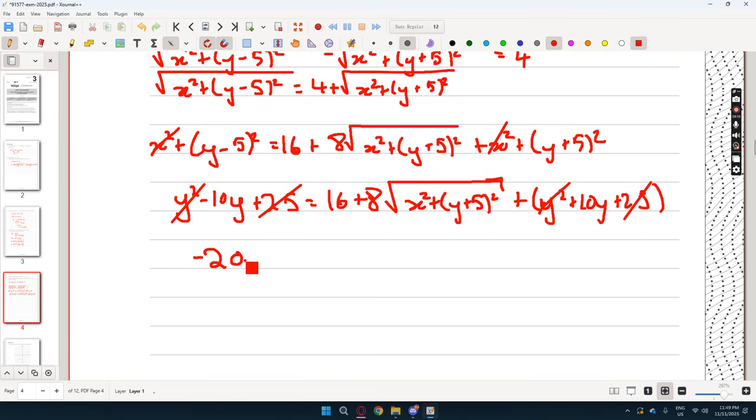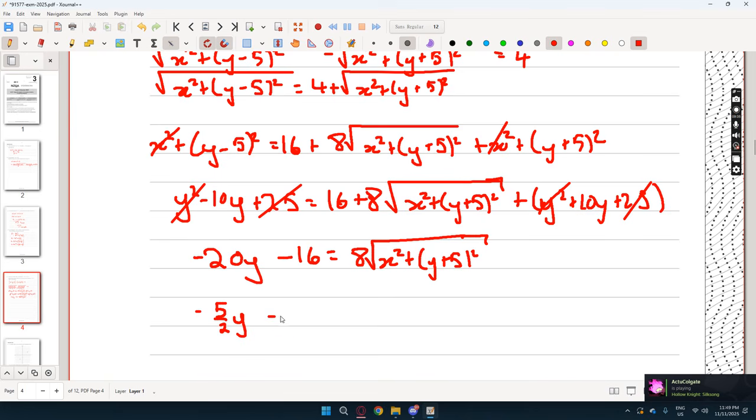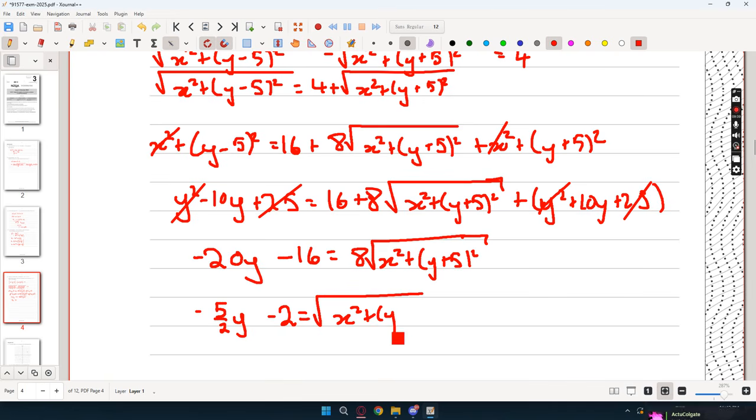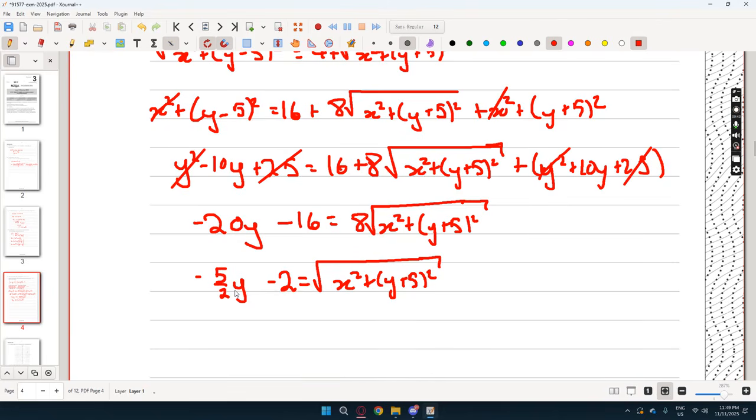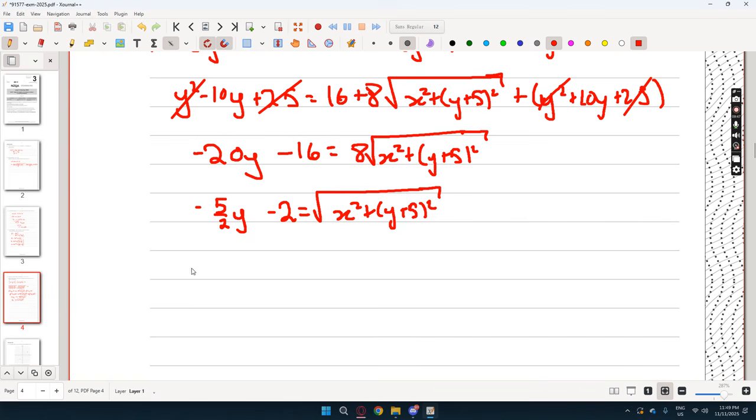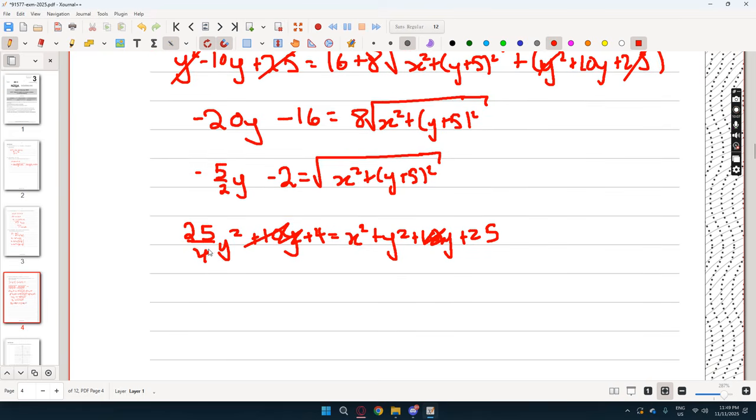So that becomes minus 20y minus 16 equals 8 square root x squared plus y plus 5 squared. So minus 5 on 2y minus 2 equals square root x squared plus y plus 5. So that only works if y is negative, because that's a negative number in there. But anyway, 25 on 4 y squared plus 10y, that times 2, plus 4 equals x squared plus y squared plus 10y plus 25. That goes away, that goes away. 25 on 4 minus 4 on 4 is 21 on 4 y squared minus x squared equals 21.